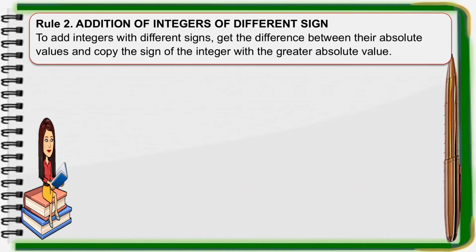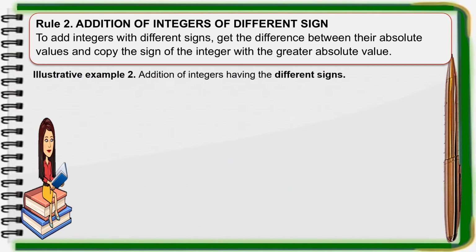Rule number 2. Addition of integers of different sign. To add integers with different signs, get the difference between their absolute values and copy the sign of the integer with a greater absolute value. Okay, let us have illustrative example number 2. First, given.